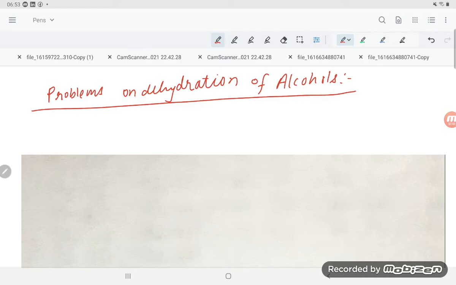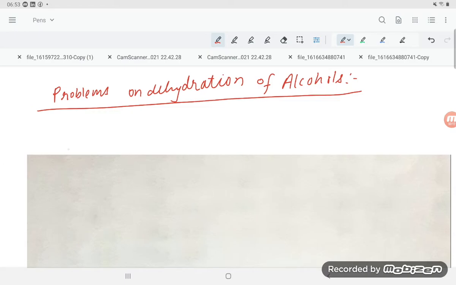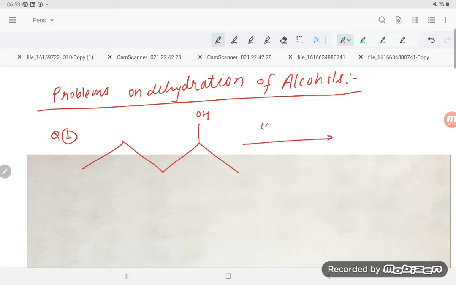Right, students. So I have selected the problems on dehydration of alcohol. Here is the first problem. I am taking the first problem. What is there, students? This compound is there. The OH group is there. You are treating with concentrated H2SO4 at 443 Kelvin, then you are doing the dehydration. They are asking to write the product and mechanism, right?